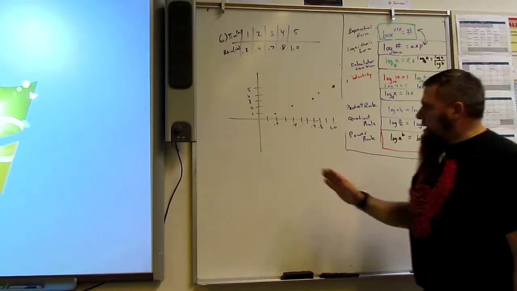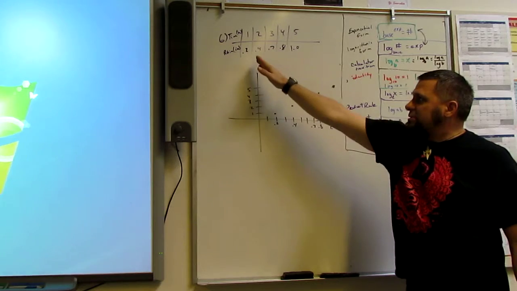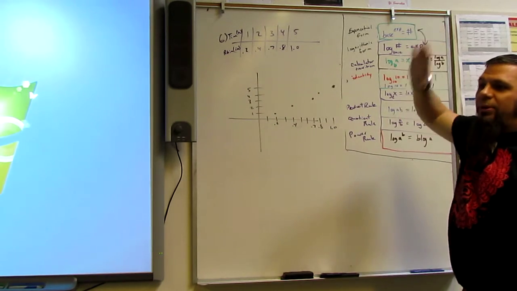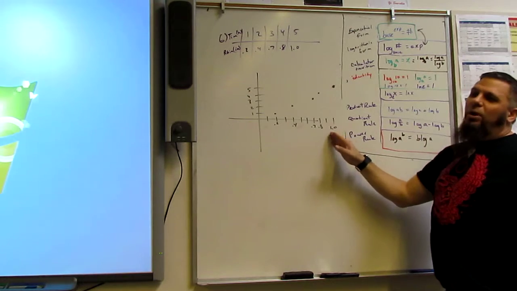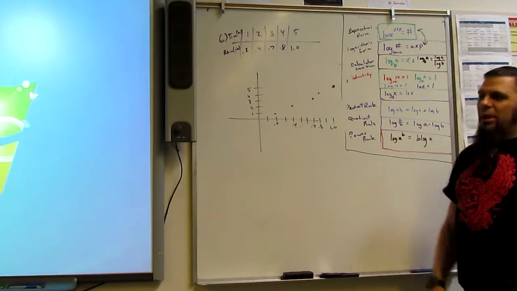So, again, keeping my points, 0.1, 0.2, 0.3, so 1, 2, 3, 4, 5, 6, 7, 8, 9, 10, but instead of a 10, it's 1.0. Okay?